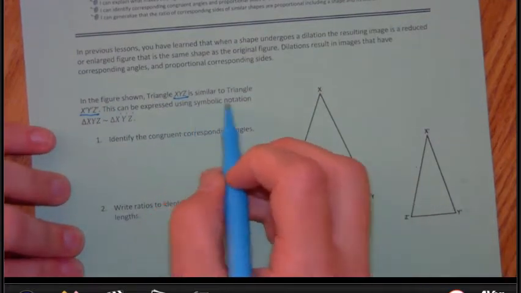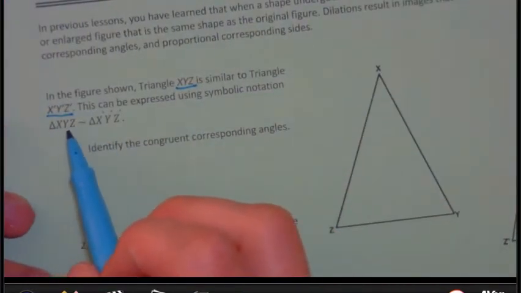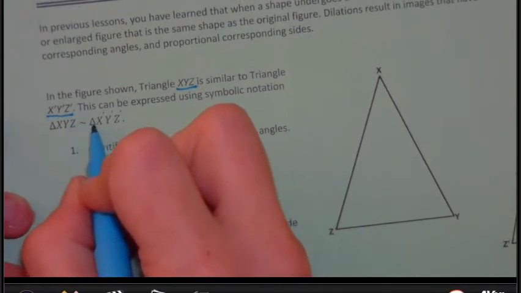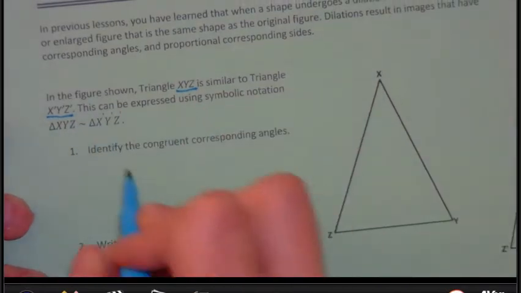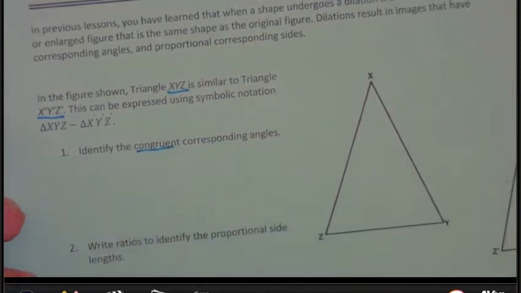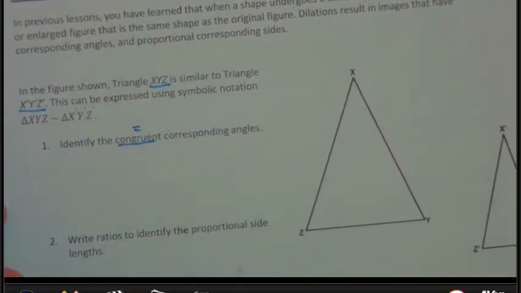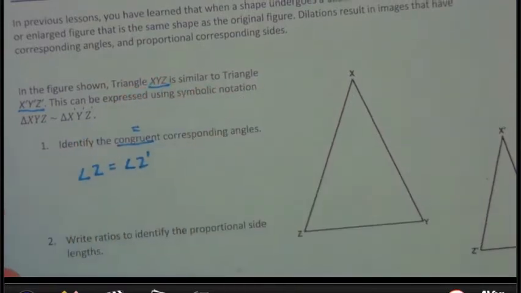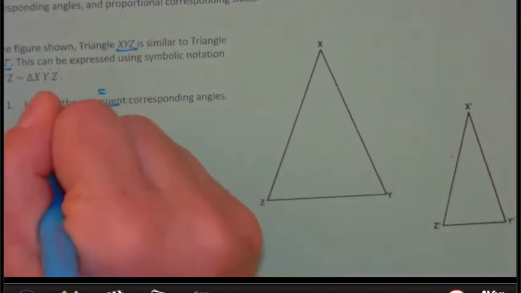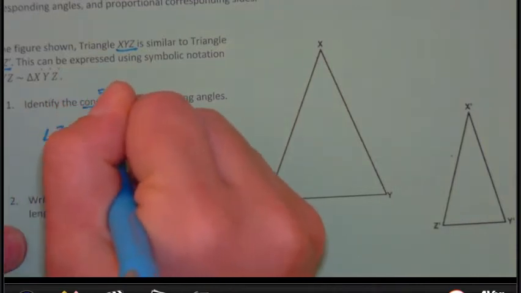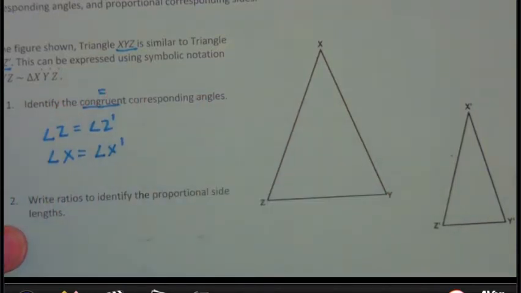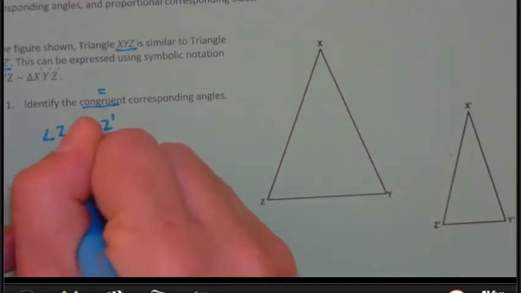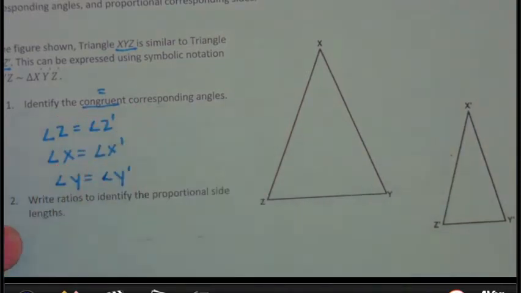This can also be expressed using the symbolic notation, where this right here, so I'll zoom in for you. Triangle XYZ is similar to triangle X prime, Y prime, Z prime. Identify the congruent corresponding angles. Now remember, congruent means equal. All right, so angle Z is congruent to angle Z prime. Okay? Angle X is congruent to angle X prime. Angle Y is congruent to angle Y prime.